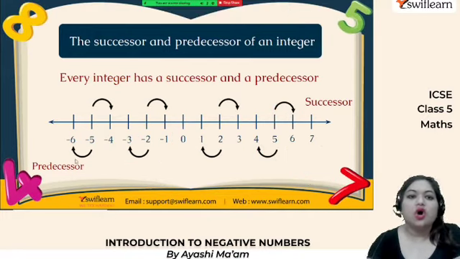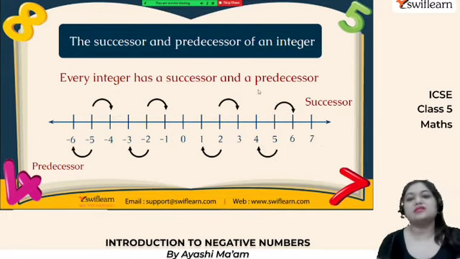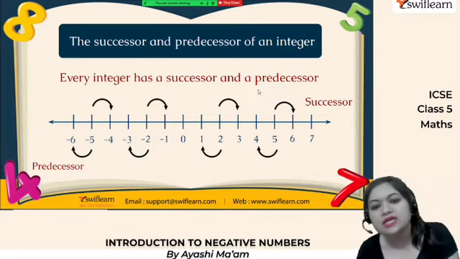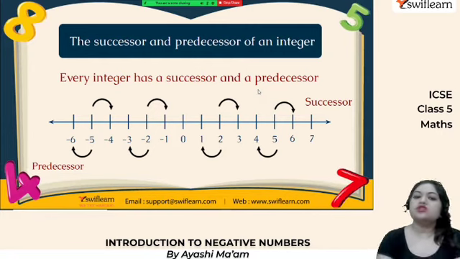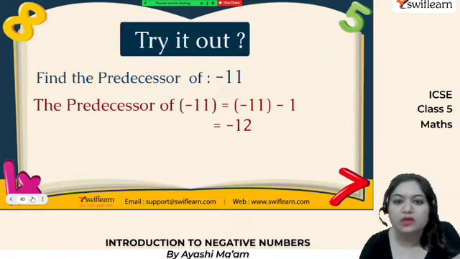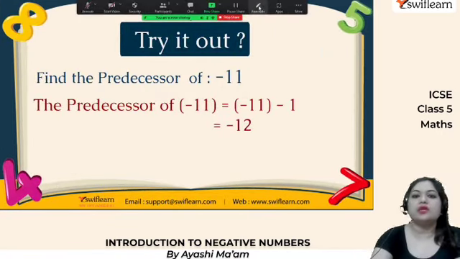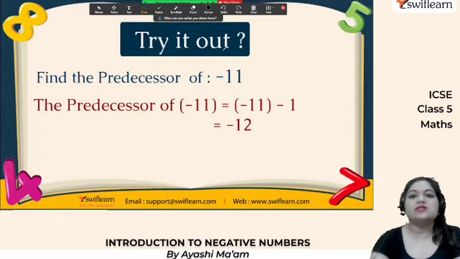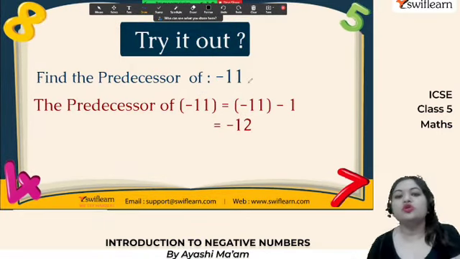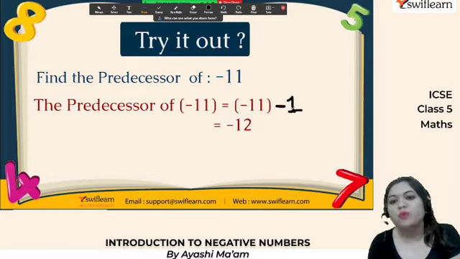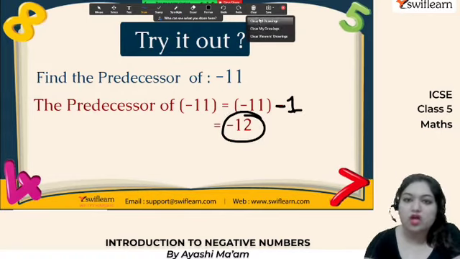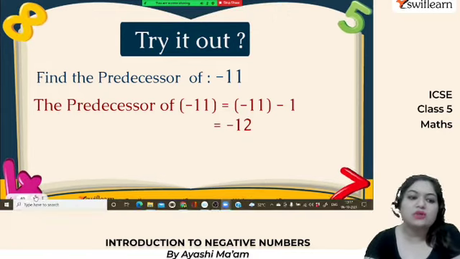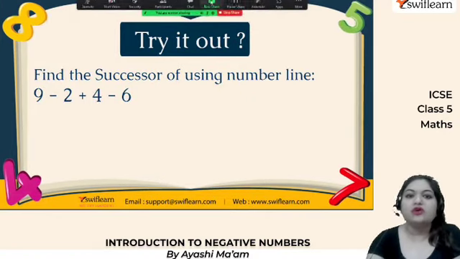All right. So every integer has a successor and a predecessor. You can see each and every integer has a number that is next to it, and it also has a number that is previous to it, right? So this is the successor and predecessor. Now to find out the predecessor of -11, how will you do? Predecessor means always you have to do -1, so you will get the answer as -12. So predecessor means always do -1, successor means always do +1. That's how you can get the answer.